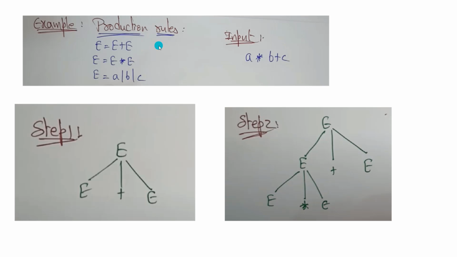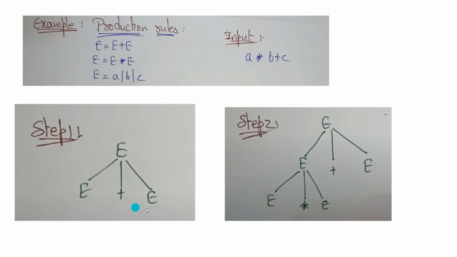Let's take a simple example. Suppose this is the production rule given to us, and we have to parse this input string. The input string is A into B plus C, and the production rules we have are: E can be substituted by E plus E, it can be substituted by E into E, or it can be substituted by A, B, or C. I am doing it step by step. You can also do it directly, meaning you can draw the derivation tree directly. Let me explain step by step.